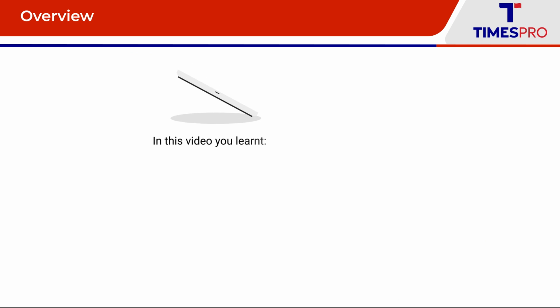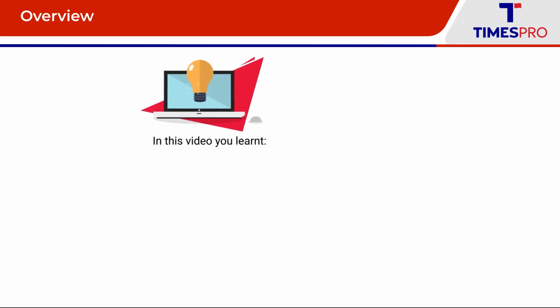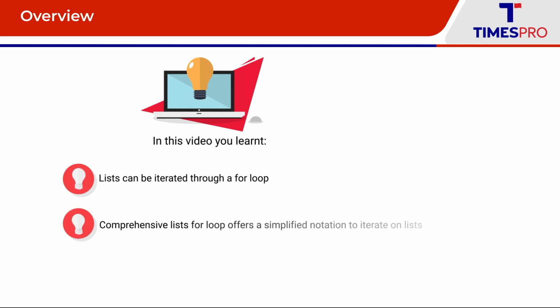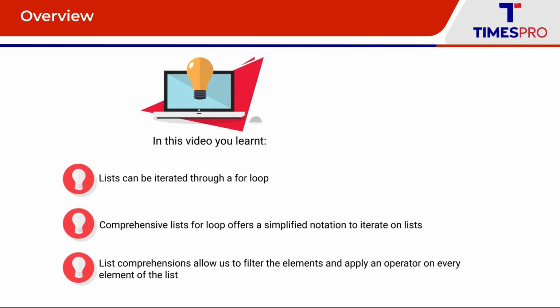So here are the key takeaways from this video. Lists can be iterated using for loops, that is explicit for loops. Comprehensive for loops offers a simplified notation to iterate on lists. List comprehensions allows us to filter the elements of the list as well as apply some operations on lists. Thank you.